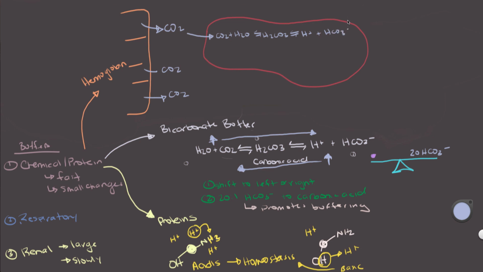The good thing about moving this equation to the right and producing hydrogen and bicarb is that we know we have to have a 20-to-1 ratio of bicarbonate to carbonic acid. So if we can do something to get rid of this hydrogen ion, we've now created a free bicarbonate, and that's going to help us maintain that high ratio of bicarbonate ions to carbonic acid.